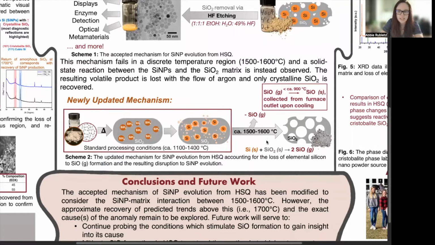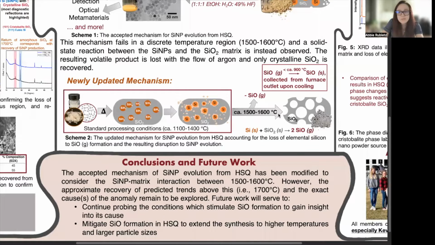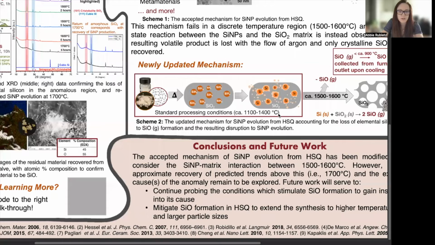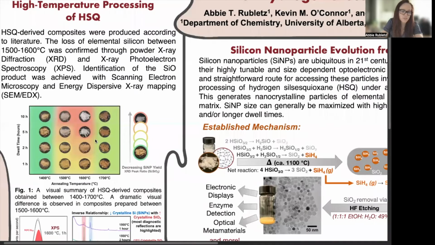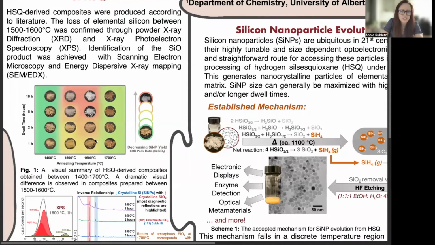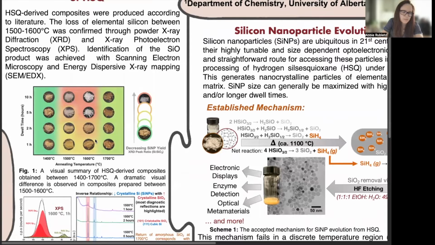The product of this reaction, volatile and gaseous SiO, or silicon monoxide, is then lost from the sample with the flow of argon gas down the furnace tube, but can be collected as the condensed orangey brown spongy solid on the furnace outlet valve. This new mechanism was established primarily through two experimental sequences. First, the exact parameters of this time-temperature region were quantified by preparing a series of HSQ-derived composites with temperatures between 1400 to 1700 degrees, with dwell times ranging from 1 hour to 10 hours.